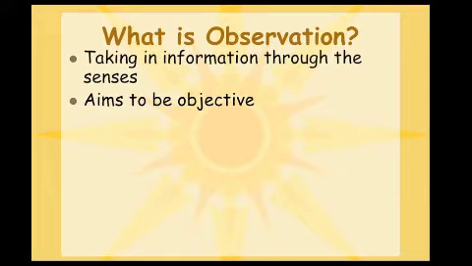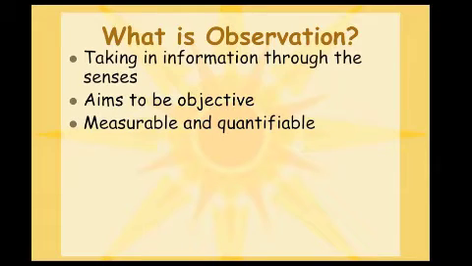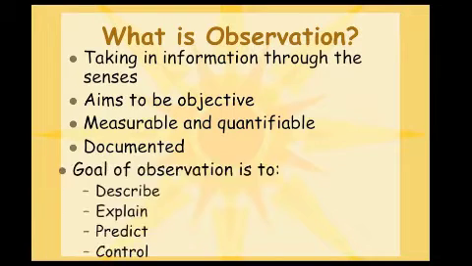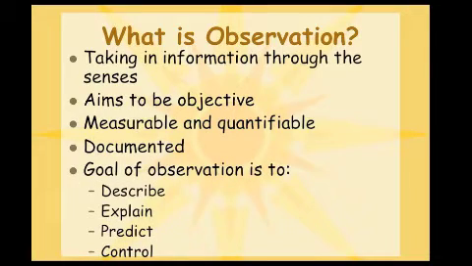Observations ideally are objective. They are measurable and quantifiable, and ideally they're written down, they're documented to share with others and also to compare a series of observations over time. For science, observation has a few goals. It's to describe behavior, to explain, to predict, and to control. In the case with children, I'd say our goal is really to influence behavior.